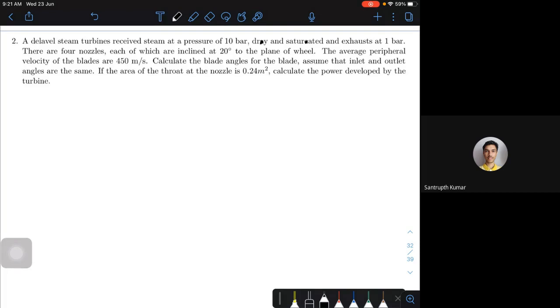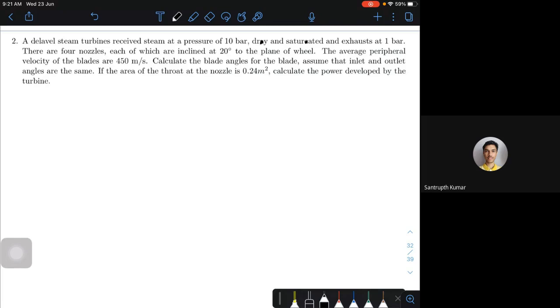The average peripheral velocity of the blades is 450 meters per second. That is your U. Peripheral velocity, blade velocity or vane velocity is your U. Calculate the blade angles for the blade. Assume that the inlet and outlet angles are the same, that is, beta 1 and beta 2 are same. If the area of the throat at the nozzle is 0.24 meter square, calculate the power developed by the turbine.